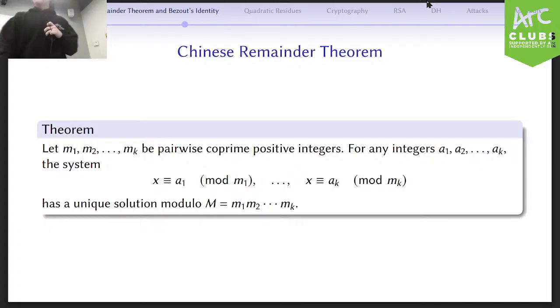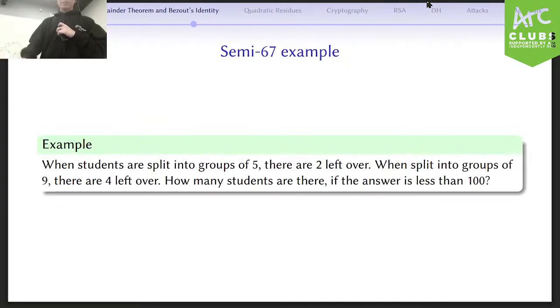So let's walk through a little example of how this is applied. Let's say there are x students, and we split them into groups of 5. Then there are 2 left over, and when we split them into groups of 9, there are 4 left over. So we ask, how many students are there if there are fewer than 100? Does anyone have an idea? Just make a guess.